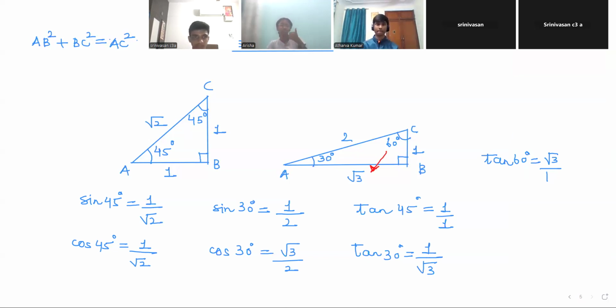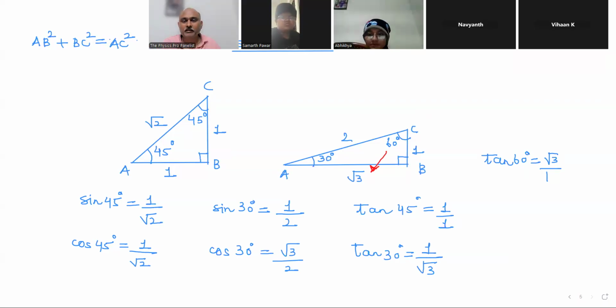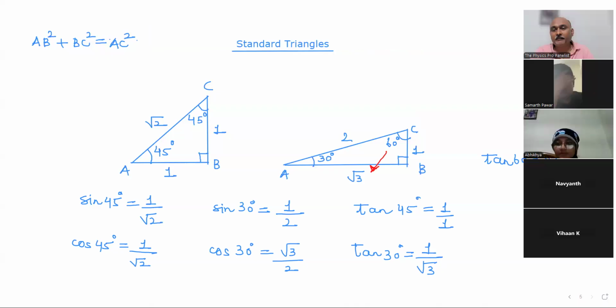Yes or no? But the only thing which you need to do is memorize it, right? This will help you. This will make your life easier in trigonometry. So just go ahead, write it quickly. Make notes. Please be quick.